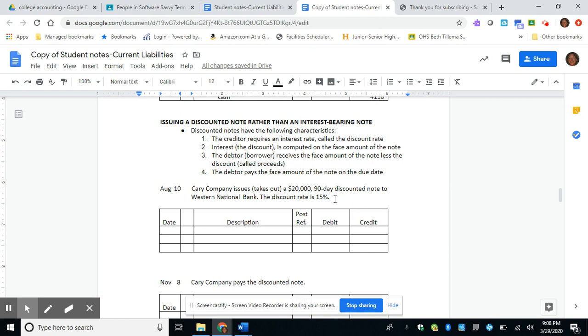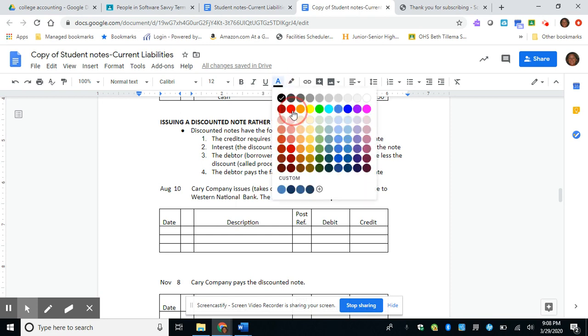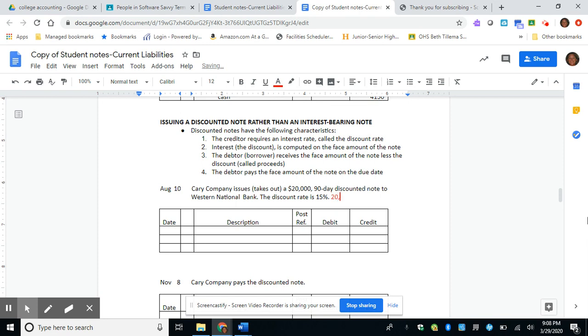So let's do some calculations. It's a 90-day discounted note, 15%, $20,000. So when we take out the loan is when we are going to pay the interest. So 20,000 times 0.15, which is the interest rate, times 90 divided by 360, which you guys know is a quarter. You punch this in your calculator, and you will get $750. So the amount of interest we are going to pay on this loan is going to be $750. But we are going to pay this at the beginning of the loan rather than the end.